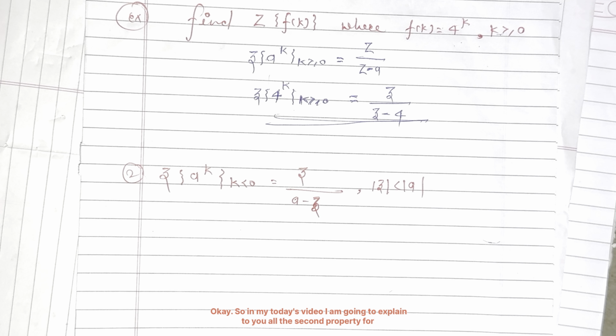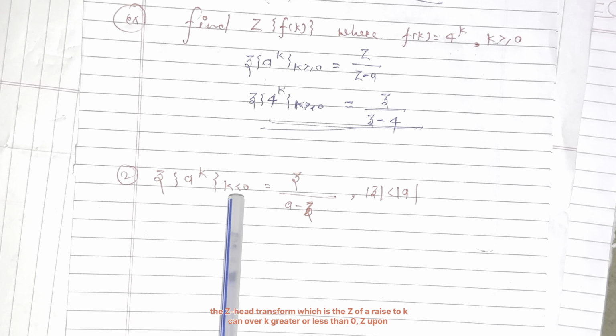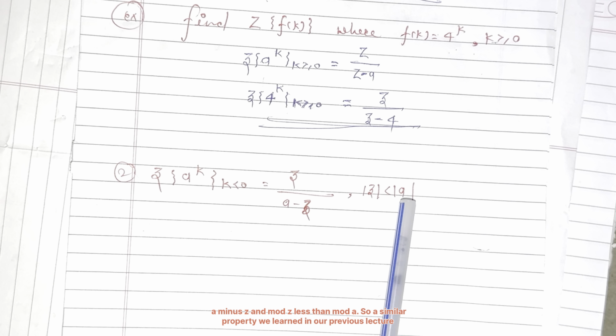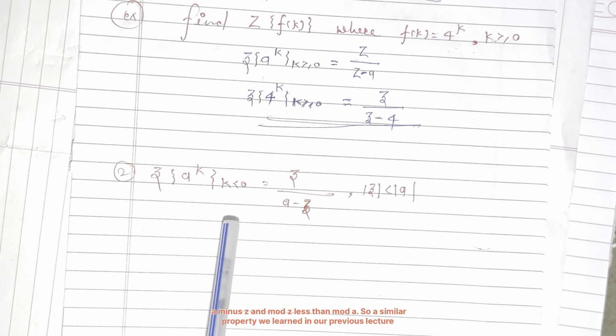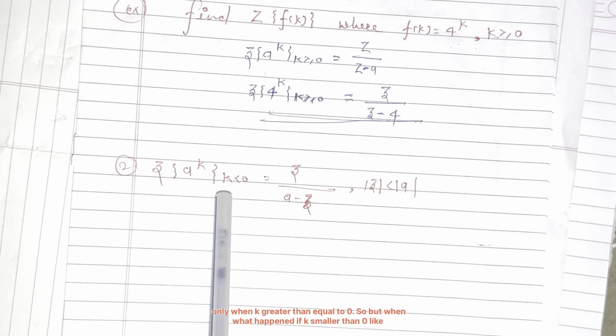Okay, so in today's video, I'm going to explain the second property of the Z transform, which is the Z transform of a raised to k for k less than 0, equal to z upon a minus z, with mod z less than mod a. A similar property we learned in our previous lecture only when k is greater than or equal to 0. But what happens if k is smaller than 0, like 0 to minus infinity? In such a case, how can we deal with the situation?